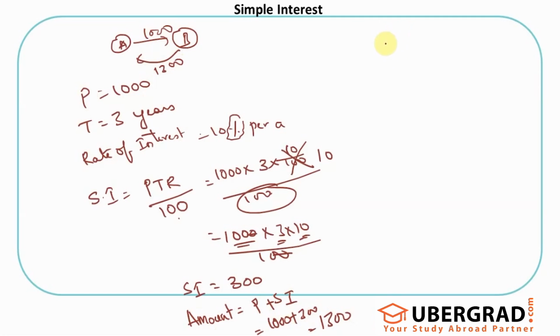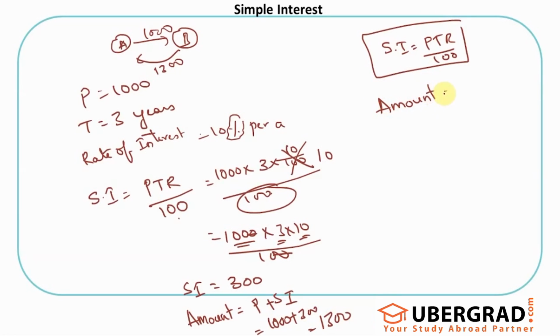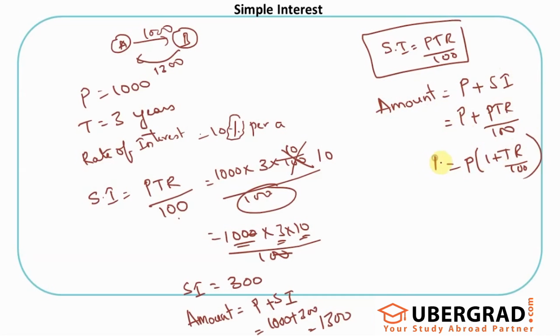So the simple formulas that you need to know: simple interest is PTR by 100. And sometimes the question might ask you what is the amount that needs to be paid. So you can also do P plus SI. First find the simple interest and then do it. Sometimes you might have to use this formula: SI is PTR by 100, so I would take P common. It will turn out to be P times 1 plus TR by 100. So these are the two formulas that would be helpful for you, based on what piece of information is given and what's being asked to calculate.